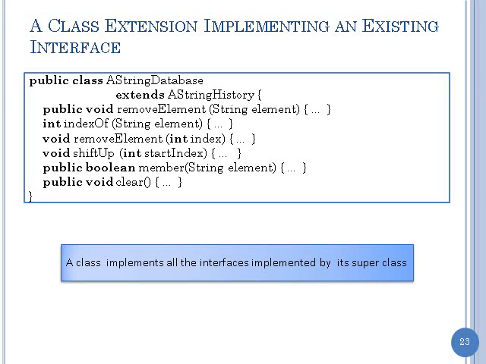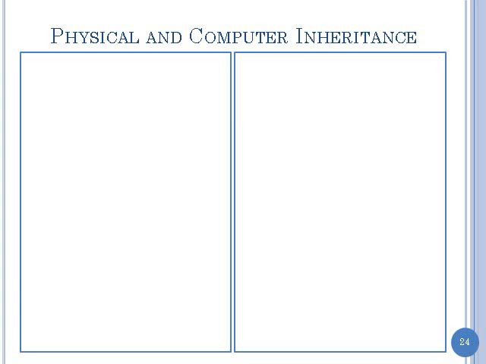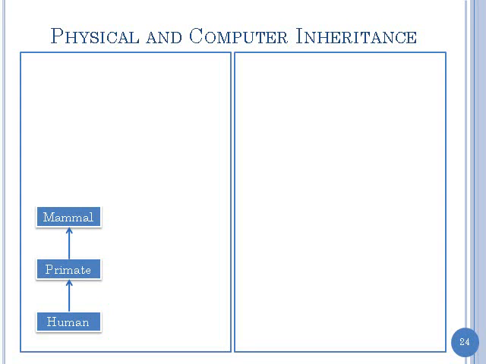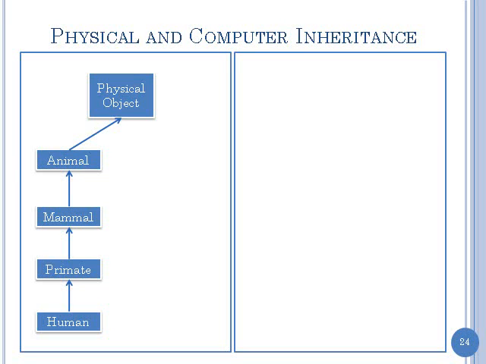Okay. So a class implements all the interfaces implemented by its superclass. I'm saying this a few times. We started with all this physical inheritance in the real world, then went to computer inheritance. Let's go back to this inheritance and do an analogy to understand things a little better. So we said, human inherits the features of a primate, mammal, animal, and what should I put above animal? Organism, vegetable and animal, and above that, just a physical object.